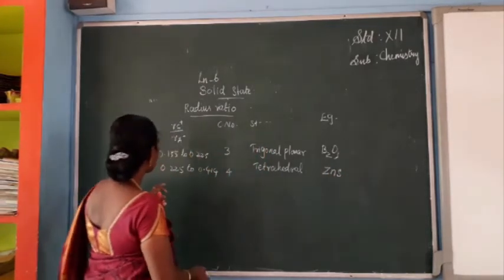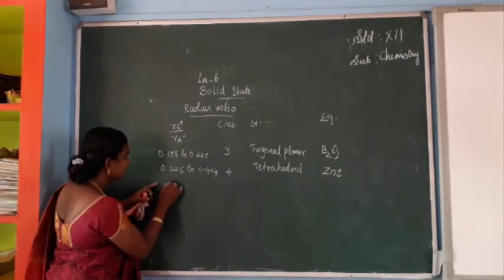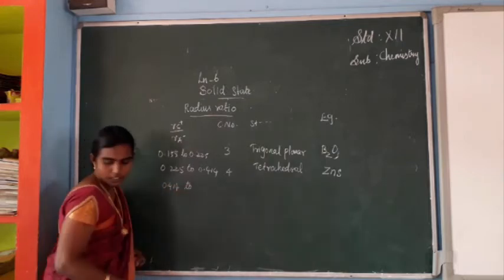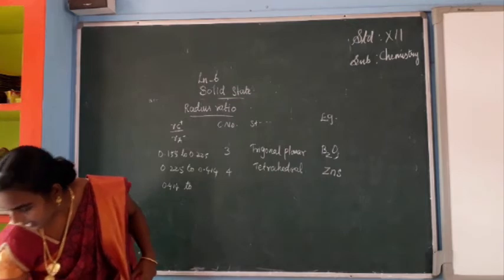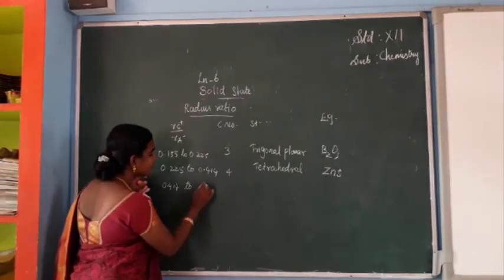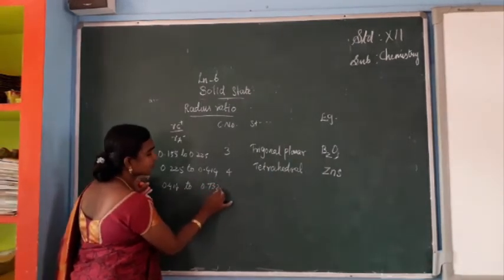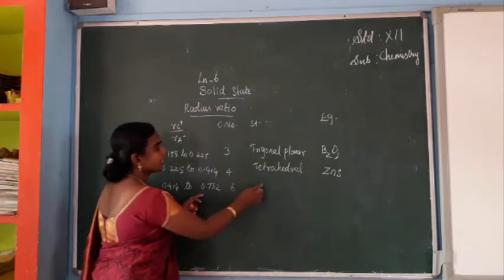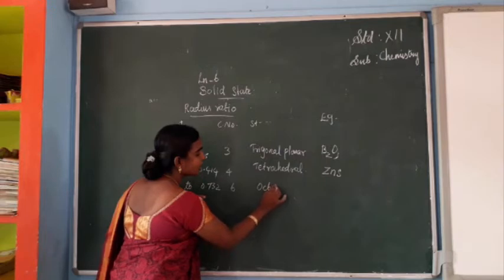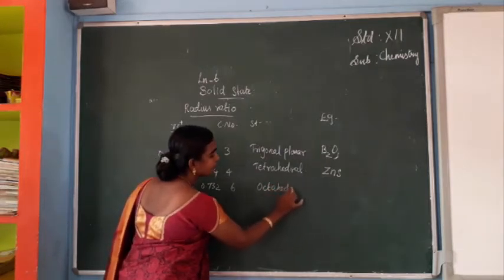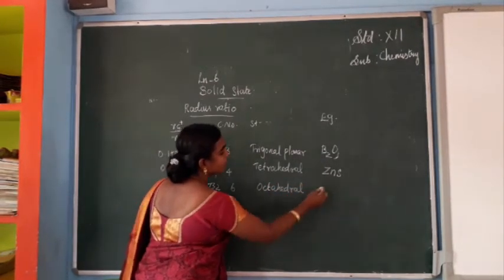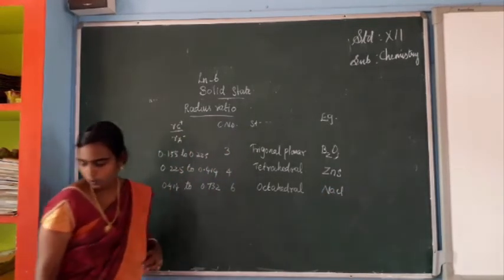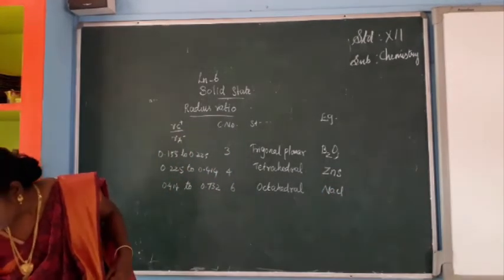So next, if the value is 0.414 to 0.732, its coordination number is 6, then the structure is octahedral. The example is NaCl. Okay. So one more case is there.